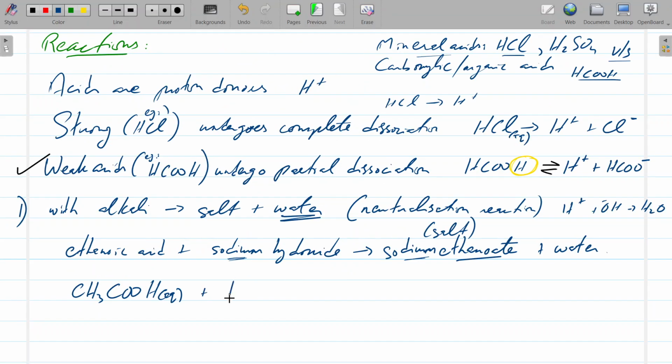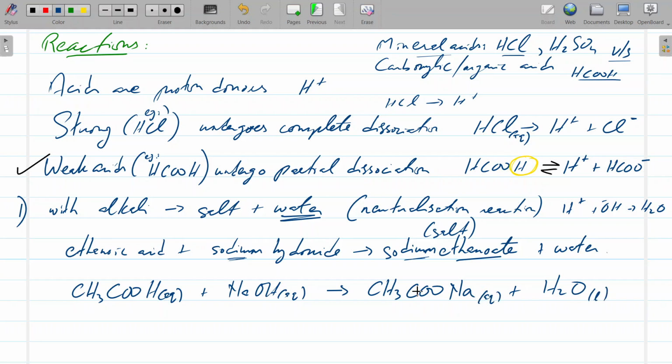So you've got that plus NaOH, and that's also aqueous. And so what you're getting is CH3COONa. I told you that the H is the one from the functional group, and that's what's making it acidic, and so it's lost that, and you're getting an Na over here, plus H2O. This is also aqueous, and this is a liquid.